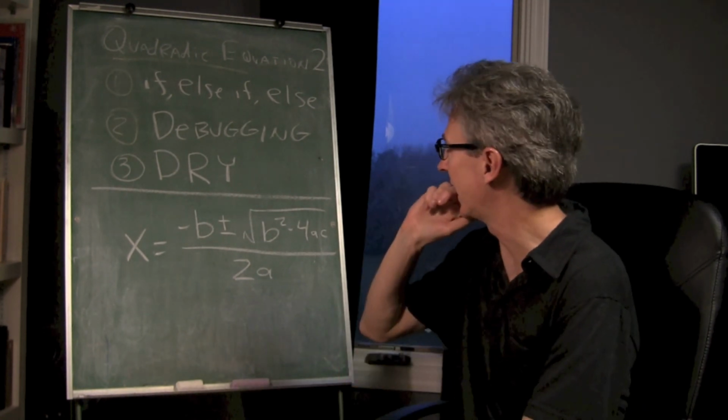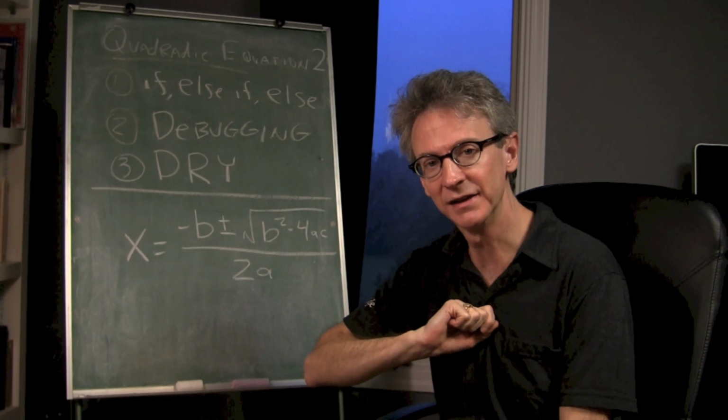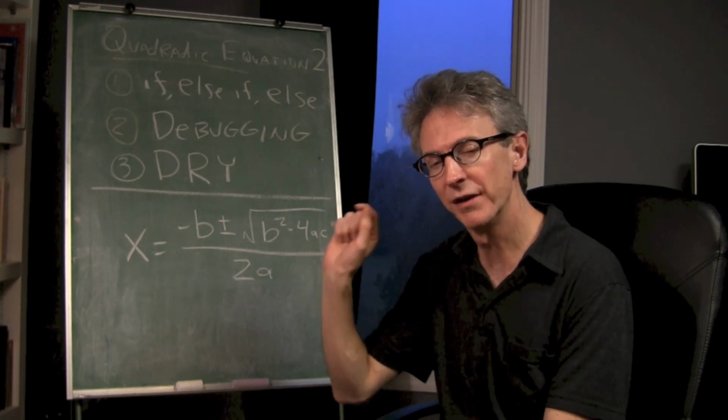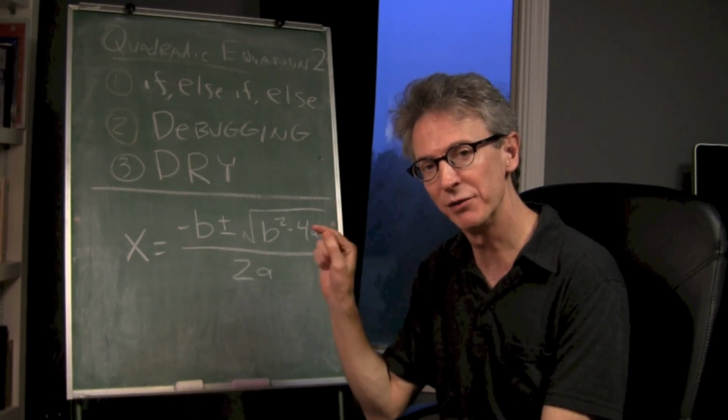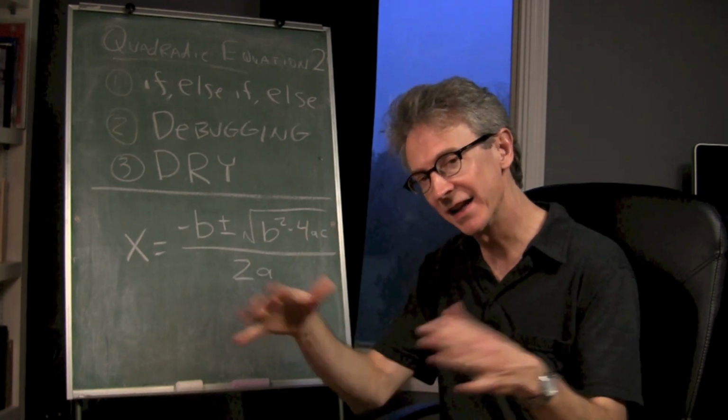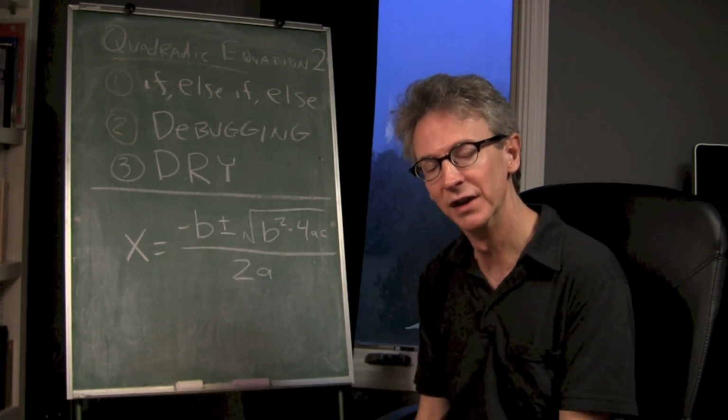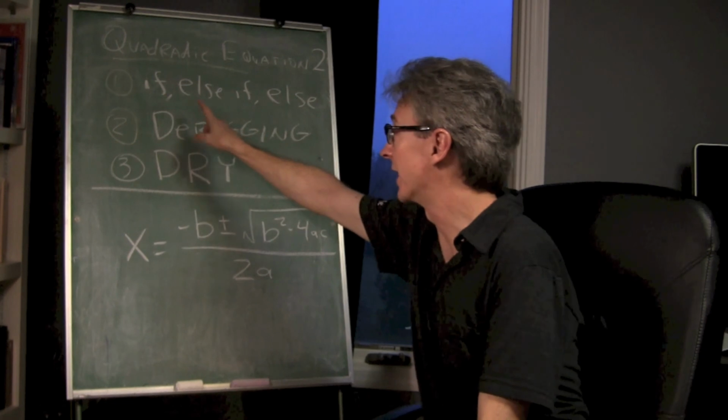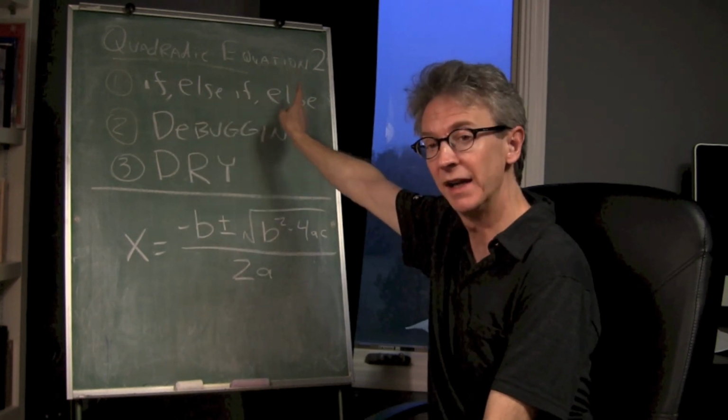So what we're going to do today is I'm going to teach you 3 new things, and we're going to use the code we wrote in the last video about the quadratic equation to just enhance that a little bit more, and I'll show you a few other things. So the first thing is if, else if, and else.